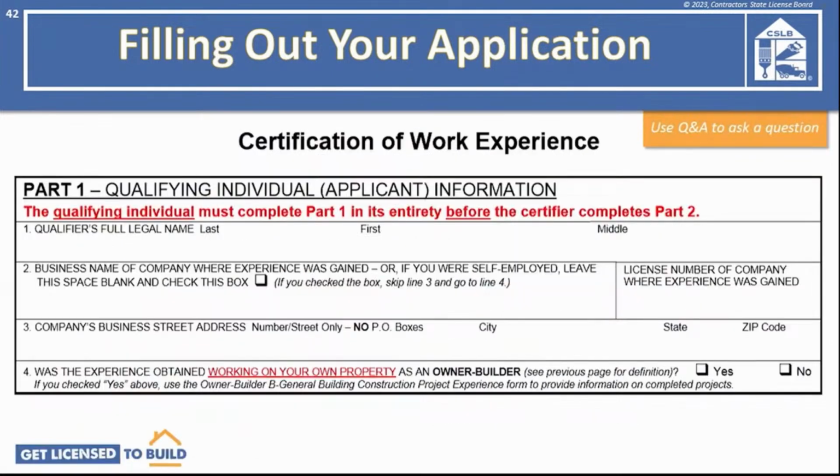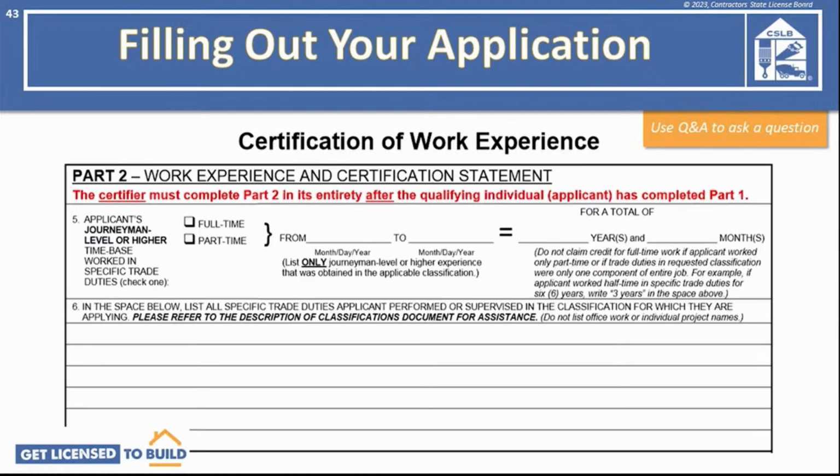Parts of the application, Certification of Work Experience, Part 1. Now we'll discuss the certification of work experience. Part 1 will be filled out by you, the applicant. Here you will list the information about your employer where you gained your experience. If you were self-employed when you gained the experience, please make sure to check the box in line 2. If you are applying for a B general construction license and will be using experience obtained while working on your own property, make sure to mark the box in line 4 and complete an owner-builder construction project experience form that we'll discuss later.